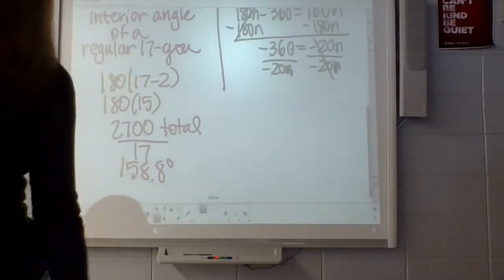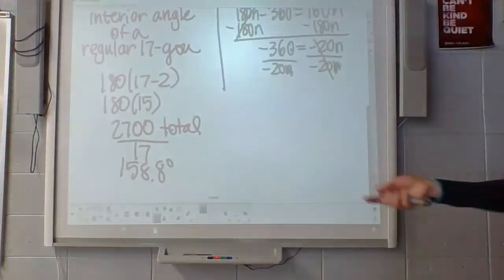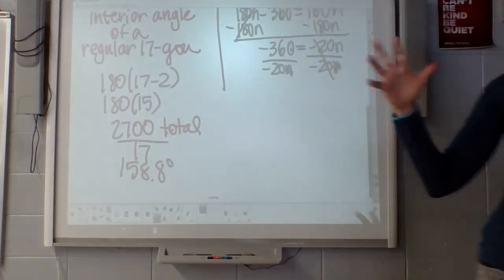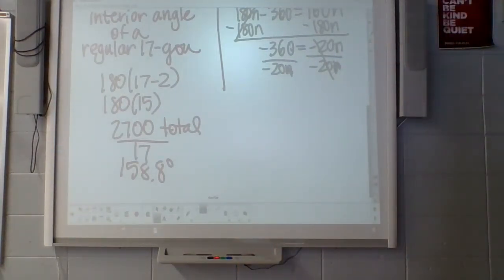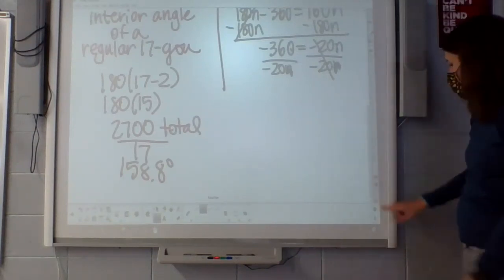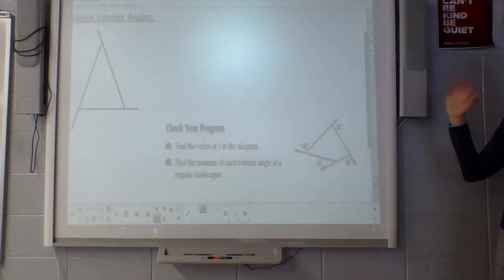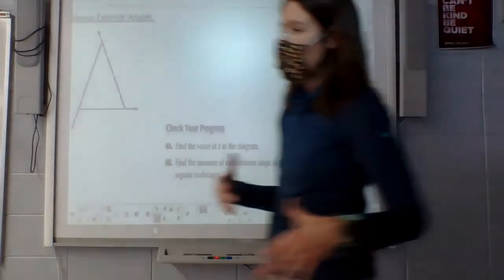So, yeah, we get a really big number for the total. We divide that by 17 because they should all be the same, so they all end up being about 158.8 degrees. It's okay for angles to be a decimal. It's just that the number of sides can't be a decimal. Angles can be not a whole number, but the number of sides has to be a whole number.